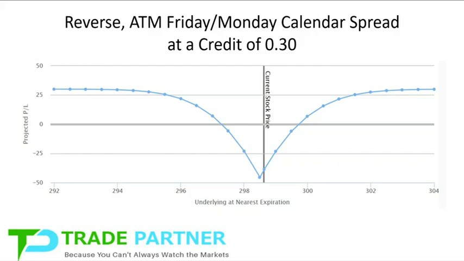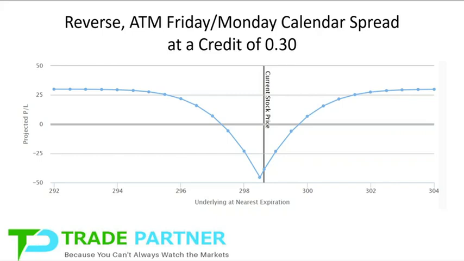The break-even point is going to be about a point, maybe slightly more, to the upside or to the downside. As long as it moves more than a point to the upside or to the downside, and volatility is not infused into the markets, you're probably going to make money on this. The probability is somewhere around 55% that you'll actually make something on this trade.